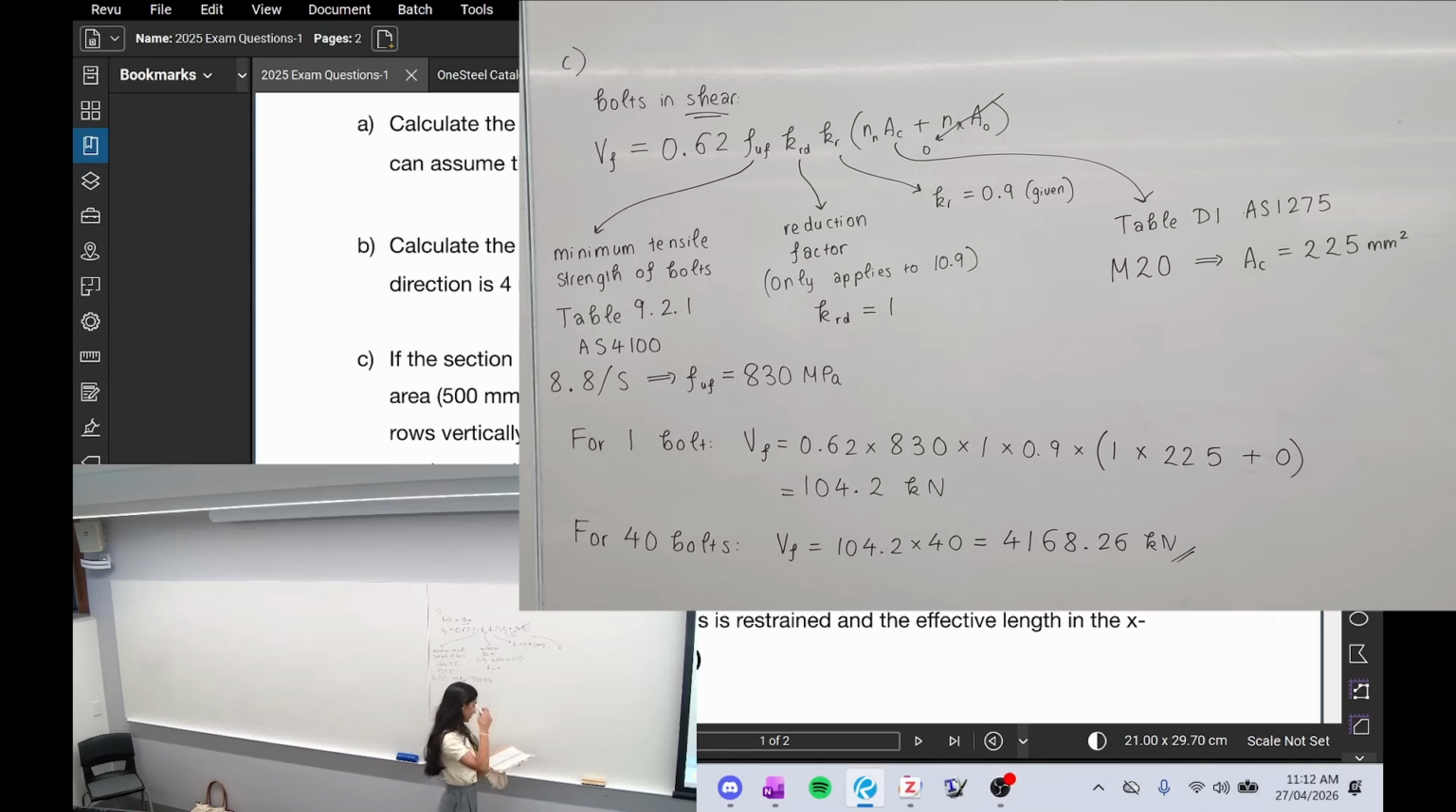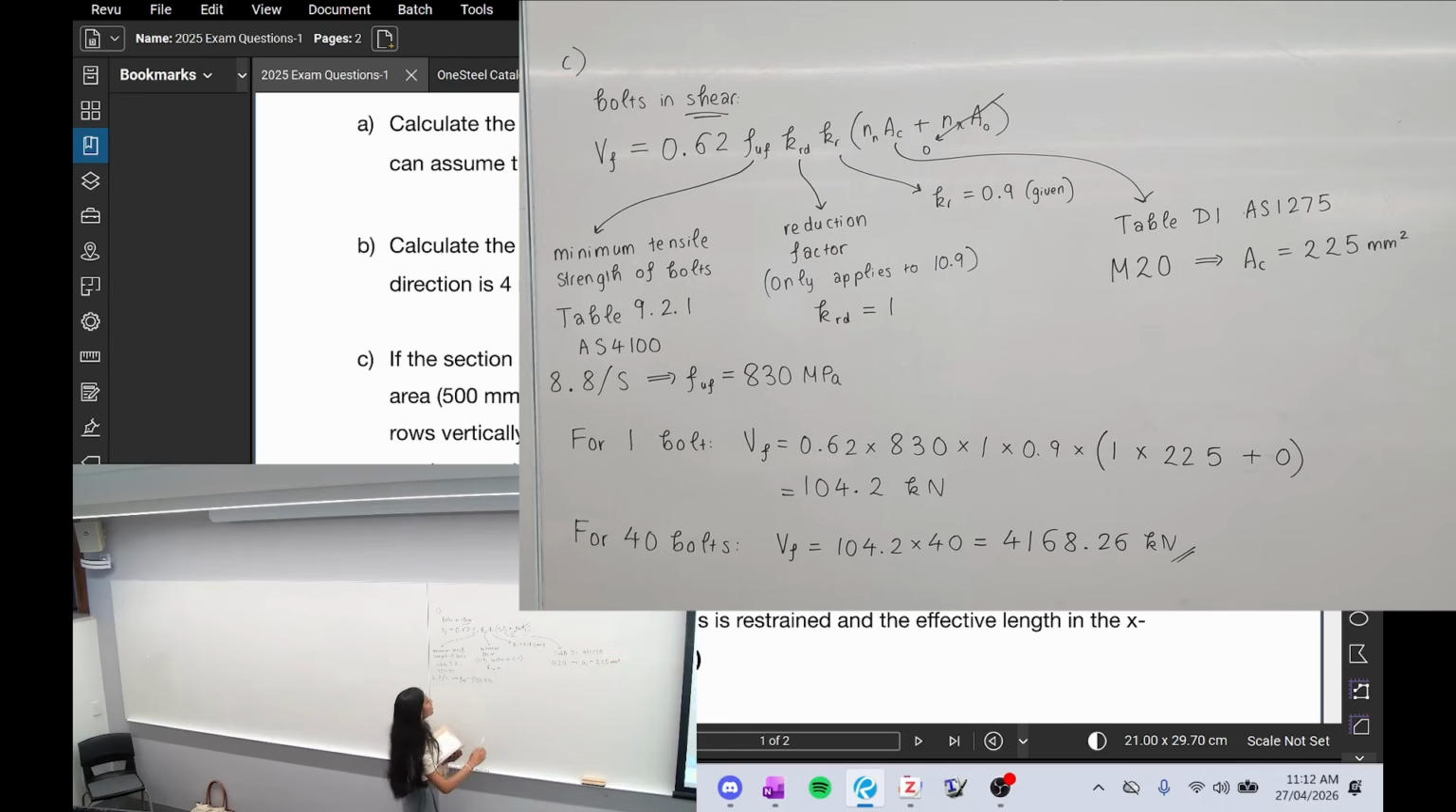And then we have AC, which is your area. This one also comes from a table. This comes from table D1 in AS 1275. So this is a separate standard to AS 4100. D1 means it's in Appendix D. And this also depends on the type of bolts. So in the question, they've said that they are M20 bolts. So for M20 bolts, just reading off that table, you will have an area of 225 millimeters squared.